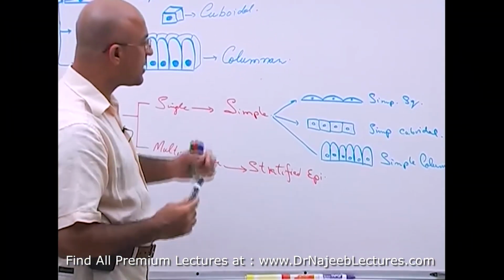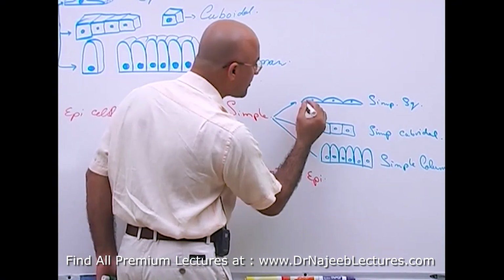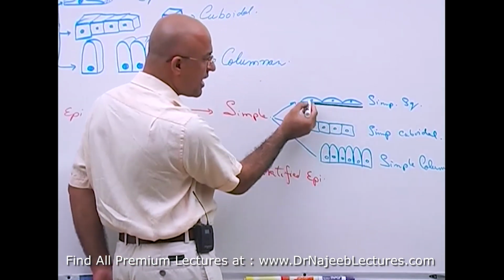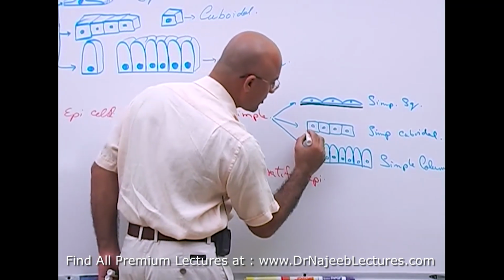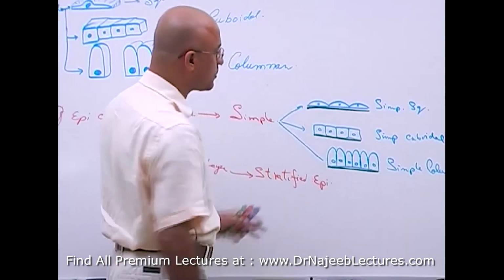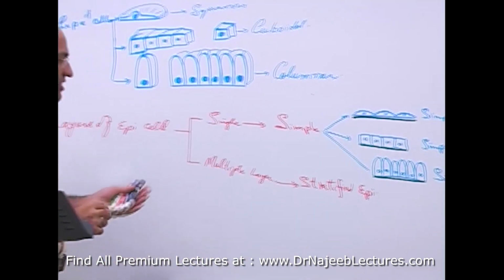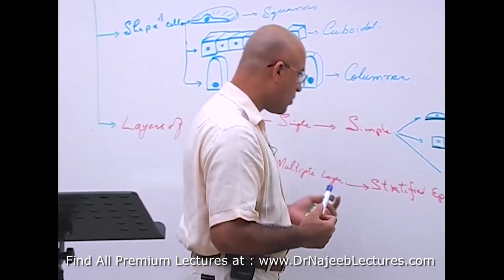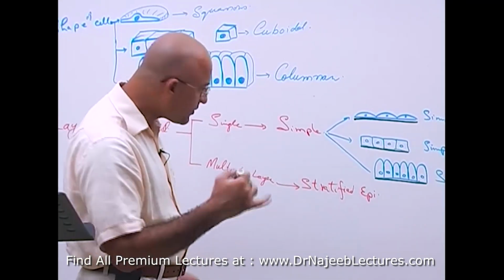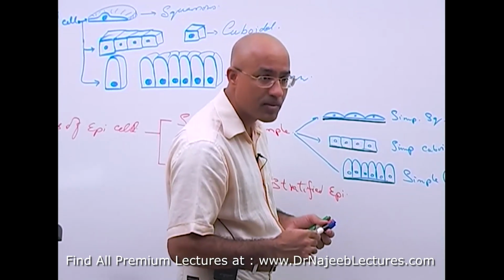An important point here is that in simple epithelium, all the cells which are participating in the epithelial lining are attached to what? The basement membrane. All the cells are resting on the basement membrane, right? In simple epithelia, cells have a single layer and all the cells are attached to or resting on the basement membrane. But when we talk about stratified epithelium, what really happens is that there are multiple layers, right? If there are multiple layers, then all cells are not resting on the basement membrane.